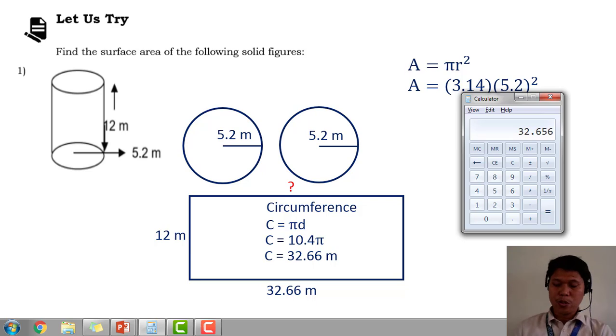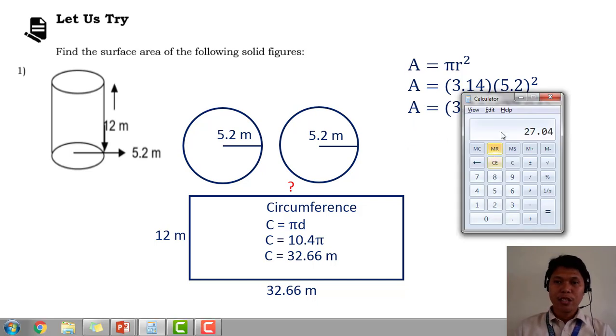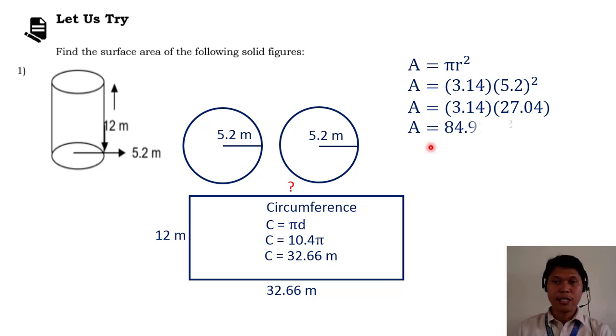And what is 5.2 squared? 5.2 times 5.2 is equal to 27.4. So 27.4 times 3.14 is equal to 84.91. We just round it off. So 84.91. Okay, so this is our area. The area of this is 84.91, and the same is true with the other base. So there are two circular bases.